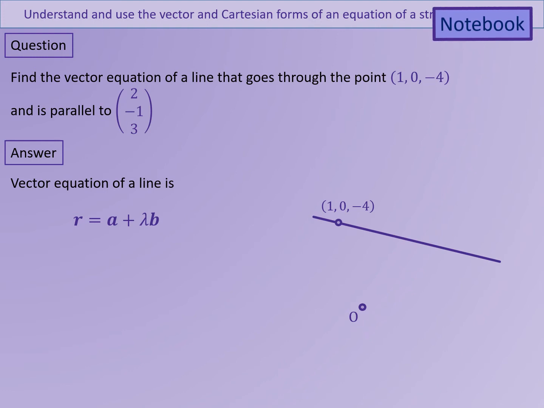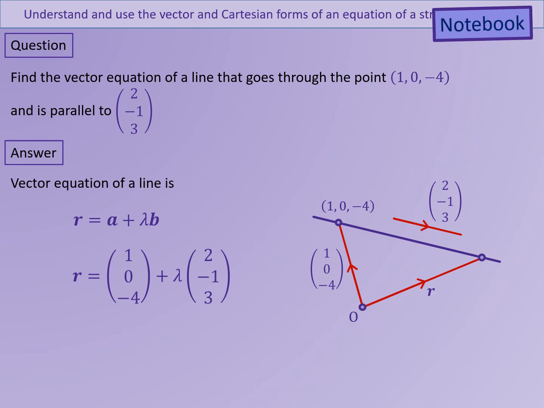a is the position vector of a point on the line, so we are going to use the vector (1, 0, -4) for a. b is the direction of the line, which we know is (2, -1, 3), as it's parallel to that vector. So any point on that line can be found using the equation r equals (1, 0, -4) plus lambda (2, -1, 3).